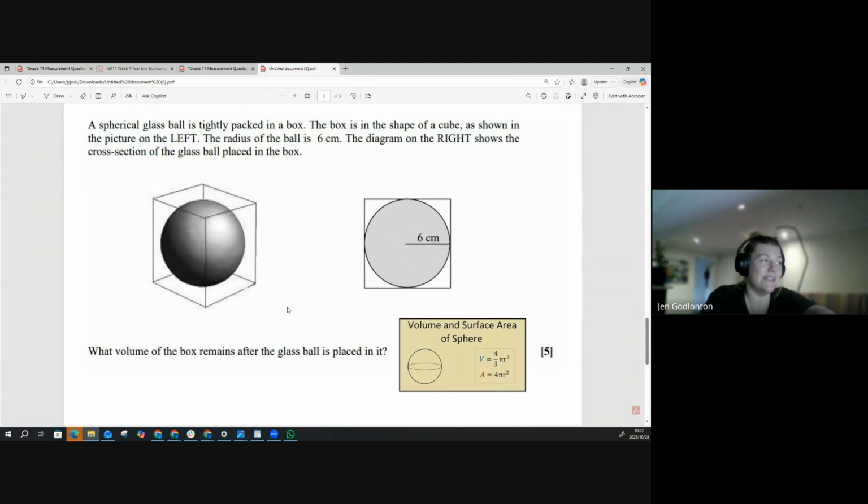Okay. A spherical glass ball is tightly packed in a box. The box is in the shape of a cube, as shown in the picture on the left. The radius of the ball is 6 centimeters. The diagram on the right shows the cross section of the ball placed in the box. What volume of the box remains after the glass ball is placed in it? I'm going to give you guys some time. You have everything you need for this one.